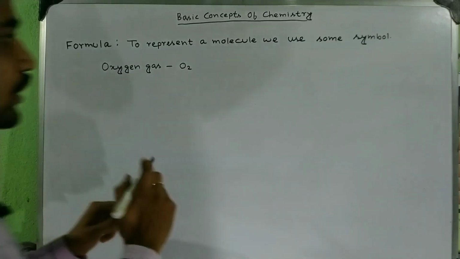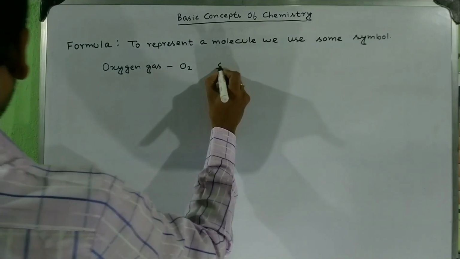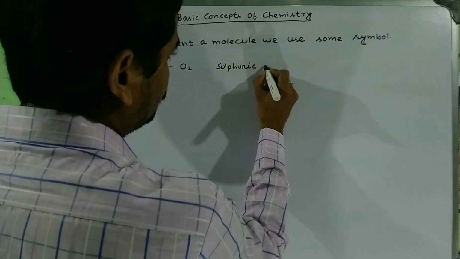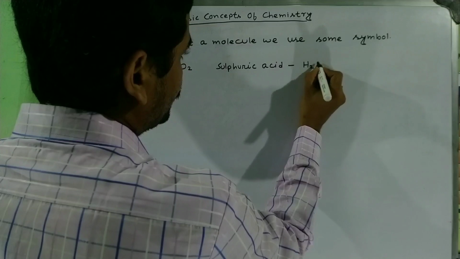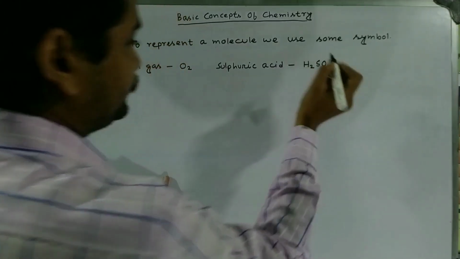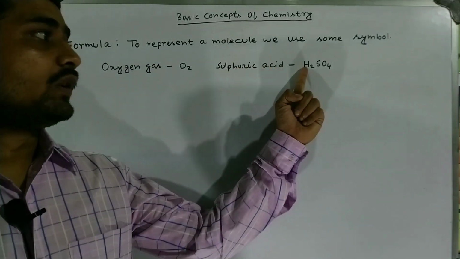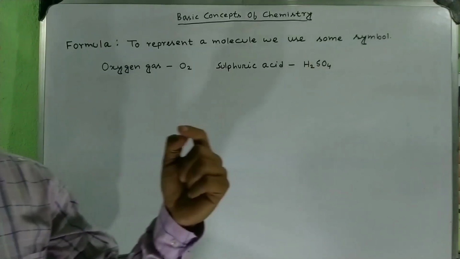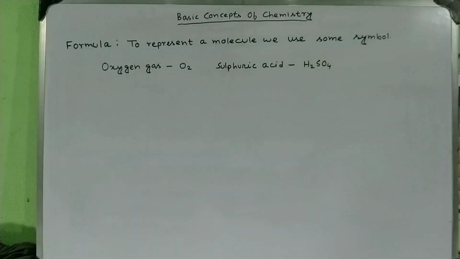Okay. The formula of sulfuric acid is H2SO4. We all know that H is the symbol of hydrogen, S is the symbol of sulfur, and O is the symbol of oxygen. Okay. So the formula of sulfuric acid is H2SO4.